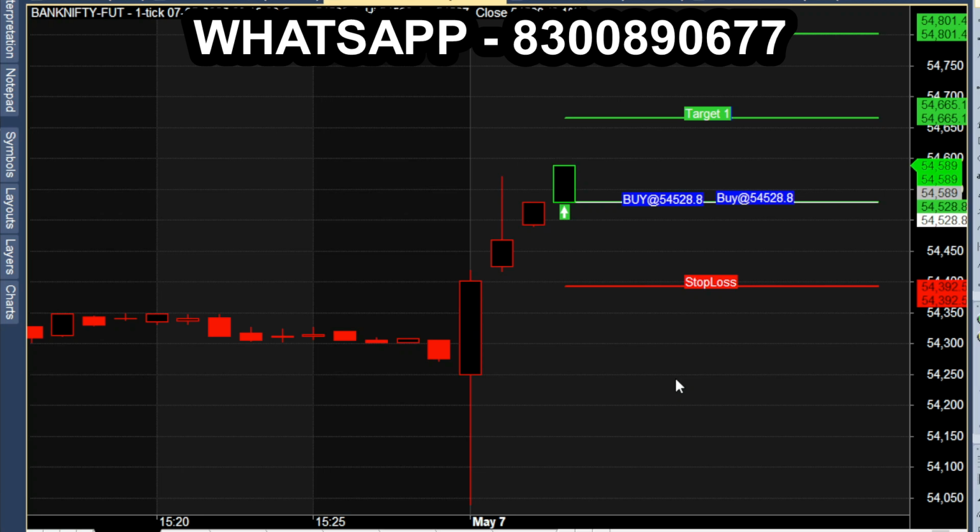Like this, whenever the market trend changes, you will get the calls like a signal in this chart. Through this call signal, you can do your intraday trading. And the buy call came at 54,528. Can you see that white line from the green candle? That white line is the entry line. Above it is the target line, and the red color line below is the stop loss line.